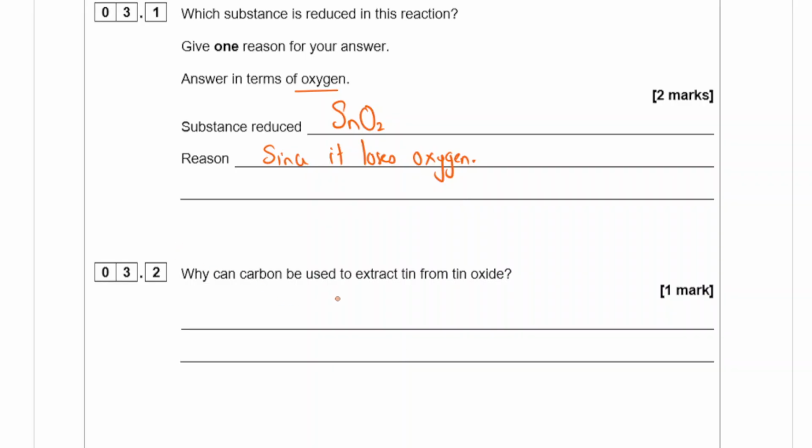Why can carbon be used to extract tin from tin oxide? The reason we can use carbon is because carbon is more reactive than tin. Carbon is more reactive than tin.